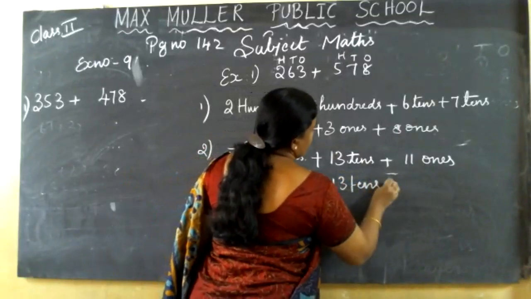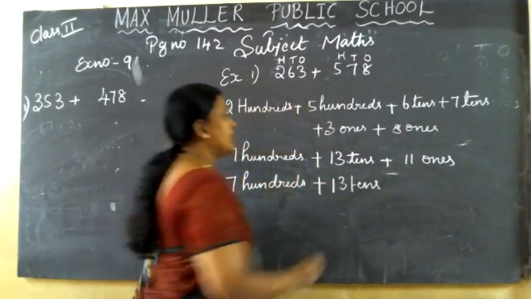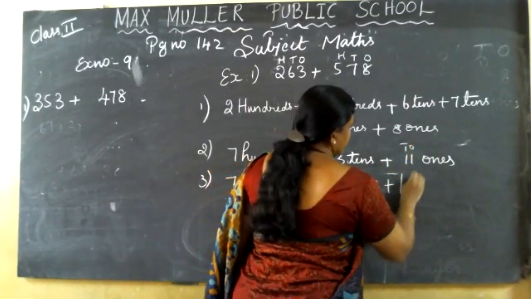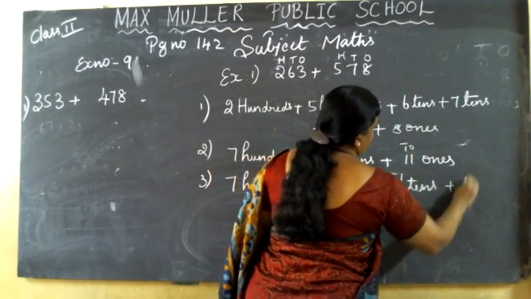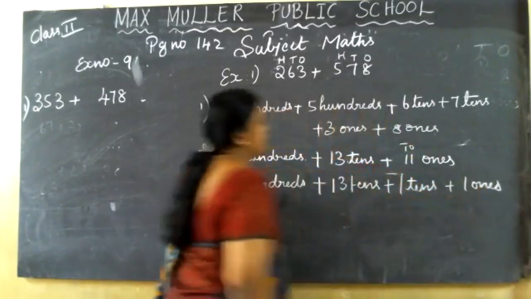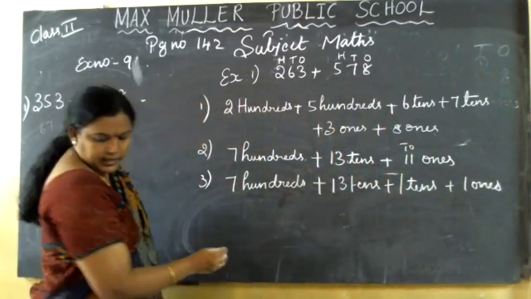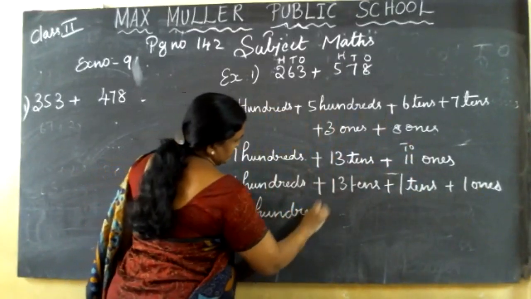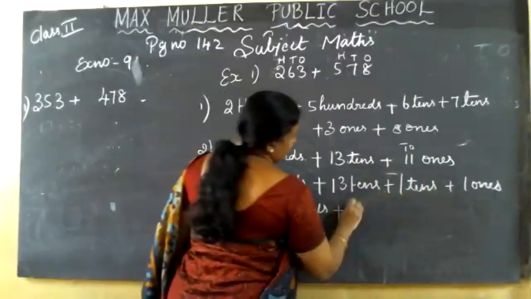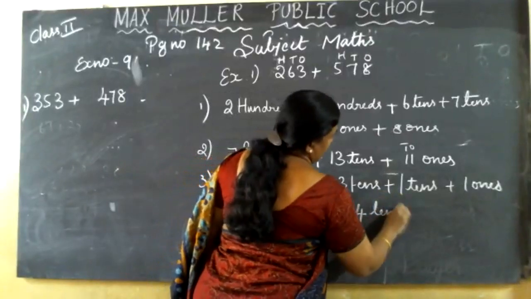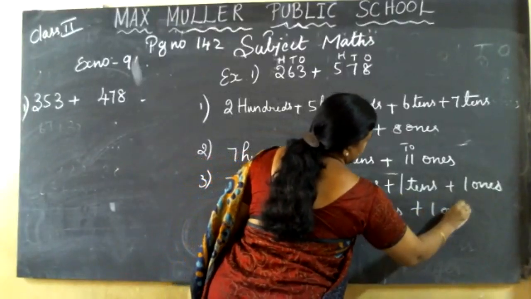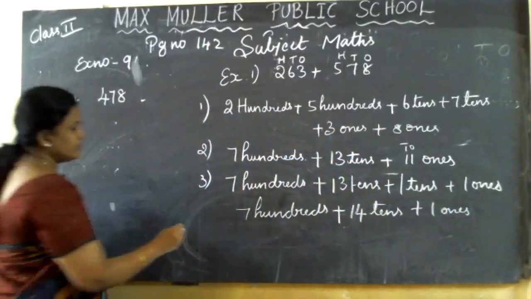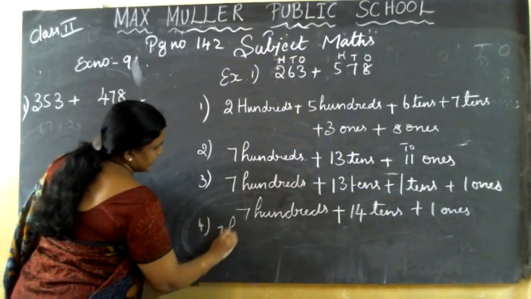See, whenever there is a 2-digit number in one place, you want to write the ones and tens separately. You take this 11 as 1 ten plus 1 ones. Again 7 hundreds plus 13 plus 1, 14 tens plus 1 ones. Now, fourth point, 700.